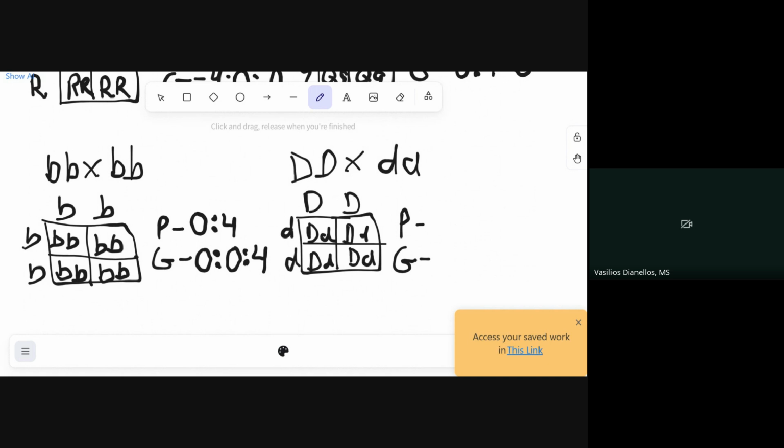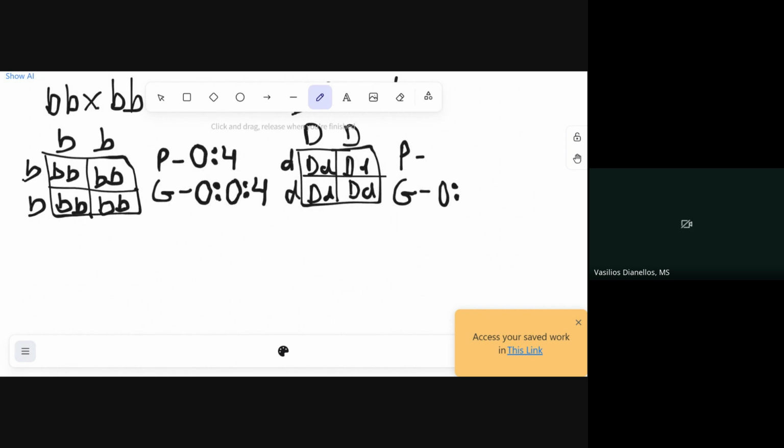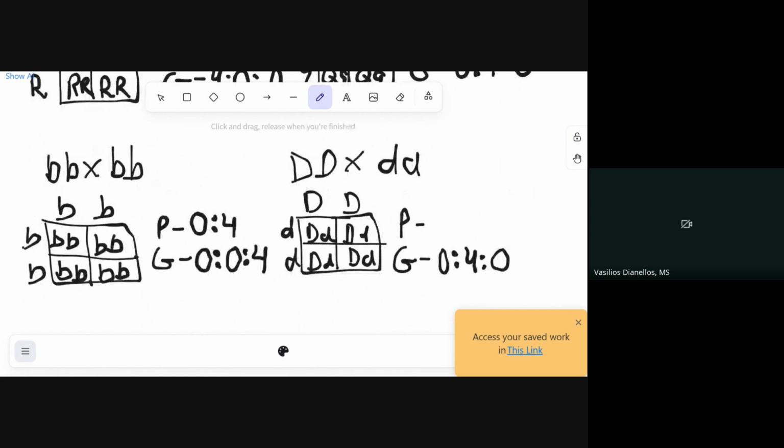So again, genotypes: 0 of them are homozygous dominant. There's no big D, big Ds. All 4 are heterozygotes, so all 4 of them are big D, little d, and 0 of them are homozygous recessive. 0 of them have little d, little d. Phenotype ratios, again, they all have at least one dominant allele. Therefore, we have 4 dominant phenotypes and 0 recessive phenotypes. And that's it. With these examples, you should be able to do anything you want.